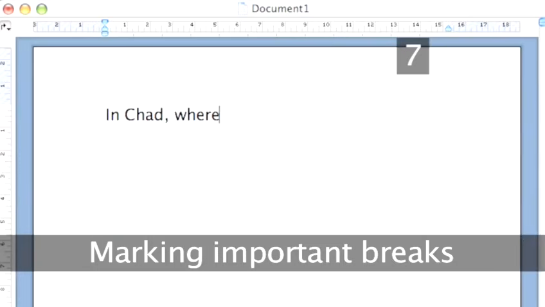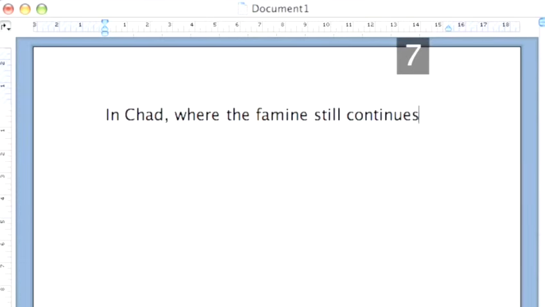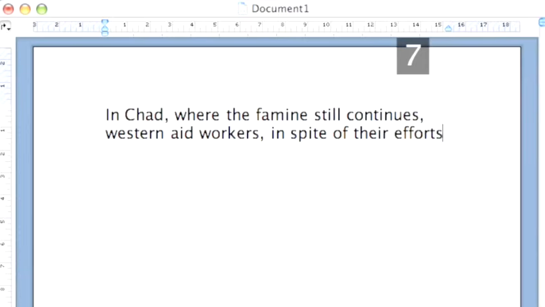Step 7. Marking important breaks. There is one circumstance where you can use semicolons to break up a very long sentence to help it to be understood. Consider the following sentence.